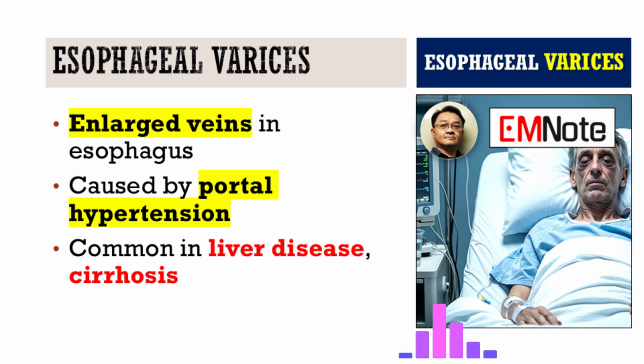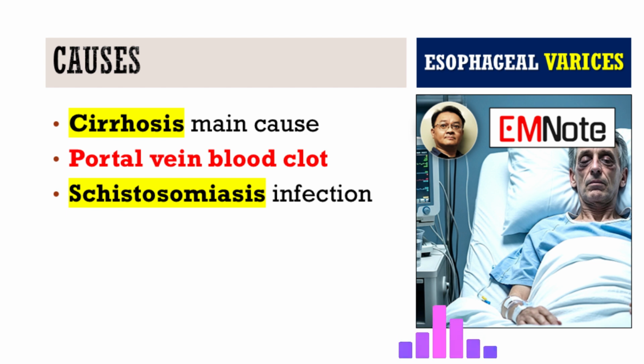What exactly are esophageal varices and what causes them to develop? Sure. They're essentially enlarged, swollen veins in the lower part of the esophagus. The main driver is almost always portal hypertension. Right. Increased pressure in the portal vein. Exactly. And that pressure usually comes from liver disease, most commonly cirrhosis, though sometimes you see other causes like blood clots in the portal vein or even infections like Schistosomiasis.